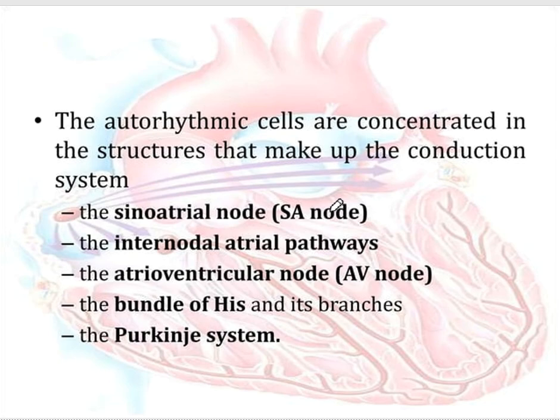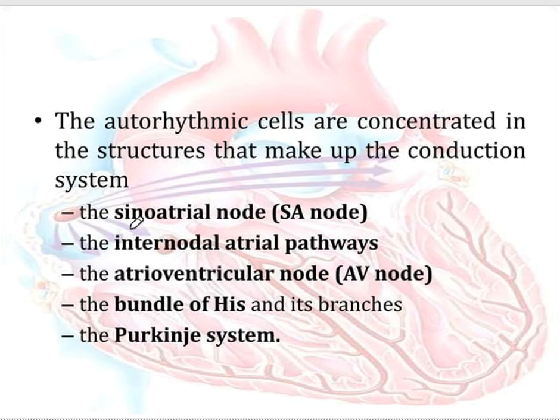The sinoatrial node will generate the impulses. The electric charge is produced by the natural pacemaker, the SA node. Then it goes further to the AV node via the internodal atrial pathways. These are the wires of the conduction system, and these are the names of those wires, which are spread all over the heart. The first, the generation point, is the SA node. The second is further connected to the AV node via the internodal atrial pathways, and then it is further transmitted to the bundle of His.